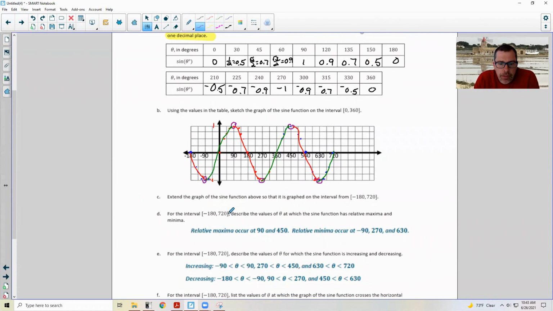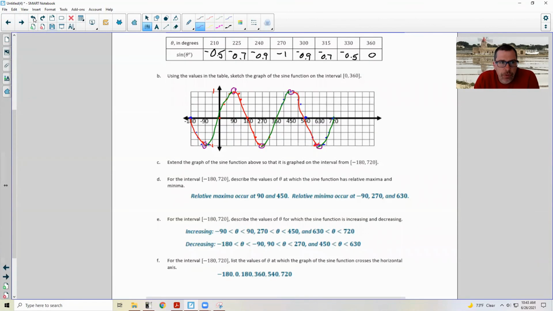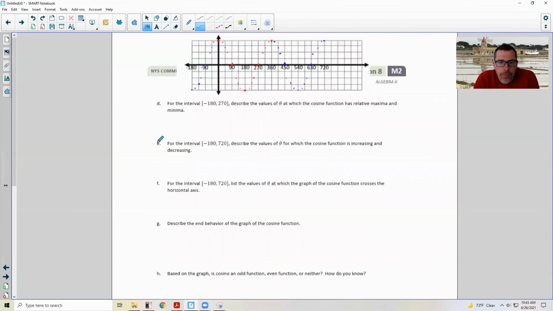Yeah, it's a misprint. See that 720, 720, 720. They're doing the full interval. All right. So, misprint. This should be 720. We could have done it to 270, but they mean the whole interval. So the values of theta where the cosine function has a relative max and min. So minimum, minimum, minimum, maximum, maximum, maximum.